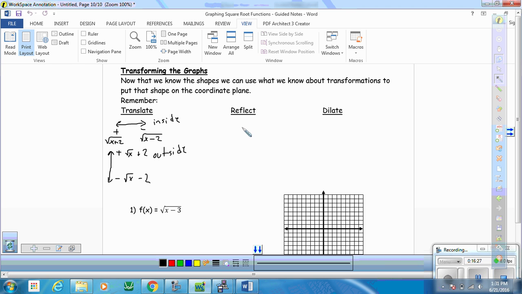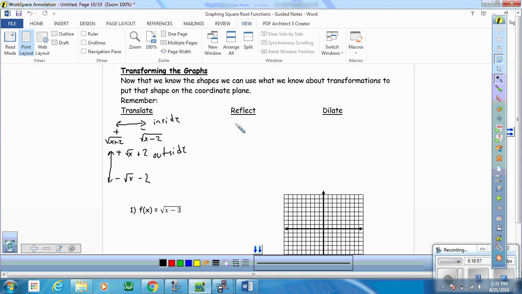Reflections. Now, reflections get interesting because it doesn't have symmetry. So reflecting the parabola left to right didn't really change anything, because it was still a U-shape, since it was the same on both sides. But we could reflect the parabola up and down, and that would change it. But reflecting this square root, because it just goes off to one side, I can flip it left to right, and I can flip it up and down. So we need to remember our reflections.